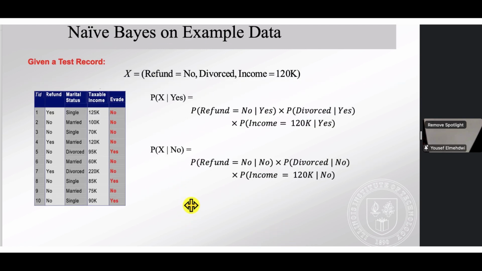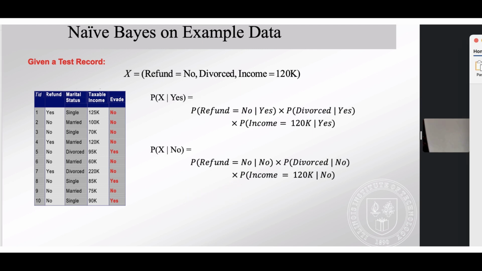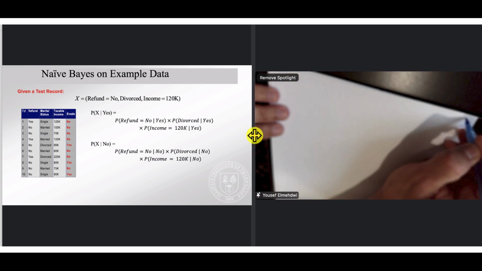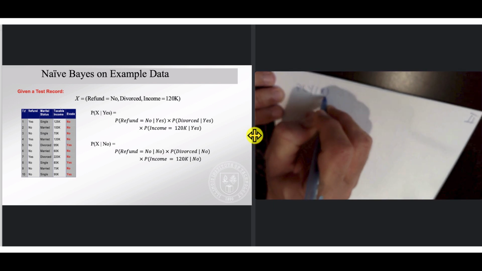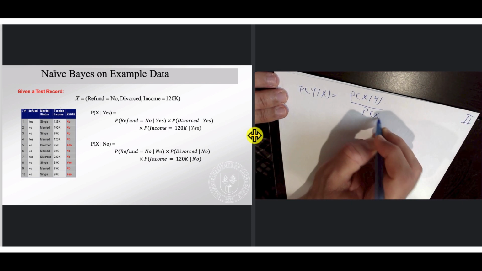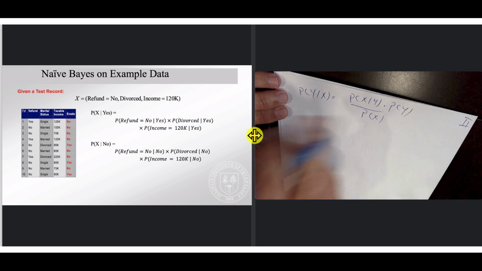Good. Now let's have an example and see how you can do that. Using examples will help us understand what's going on. Let me give you test data: X has the value for the first attribute equal no, divorced, and income equal 120. Remember, let me write the formula here to see what we actually need to compute. I need to compute the probability of y given x, which is the probability of x given y, divided by the probability of x, times the probability of y, right? And that's the formula that we have.